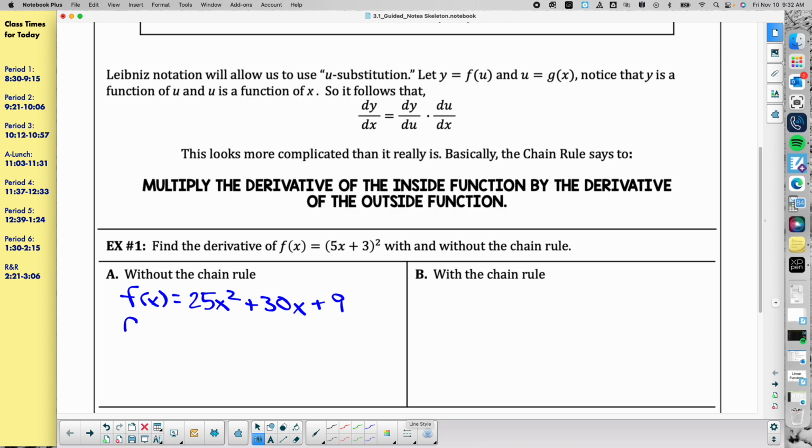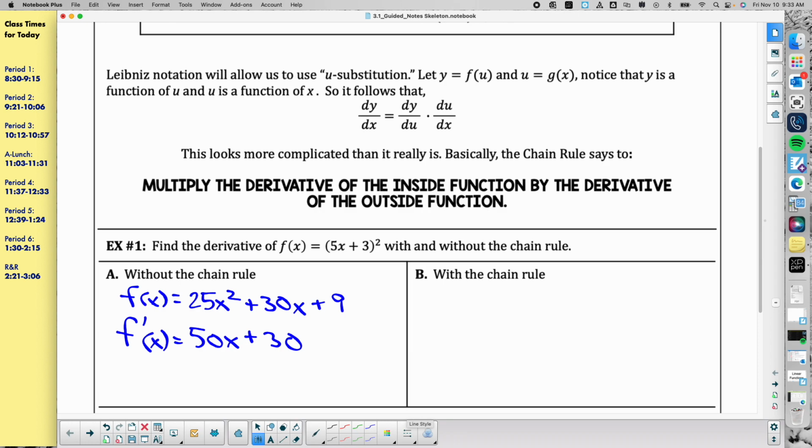Like, I would bet that's how some of you would do it on a test anyway, because you'd probably feel more sure about that method, because you've done it many times. So we'd get 50x plus 30. Not terrible, not bad. This one is just probably dependent on how good you are at FOILing, because it's easy to make the mistake of squaring just 5x and 3.